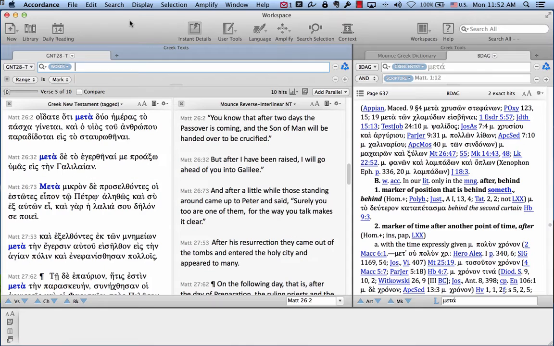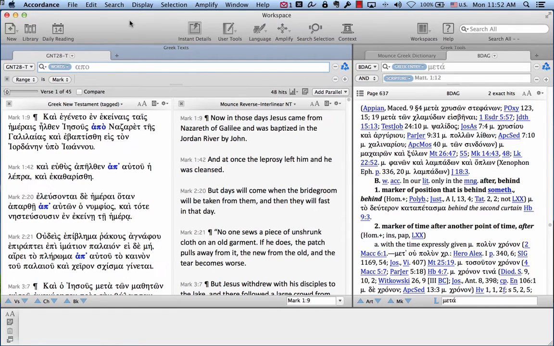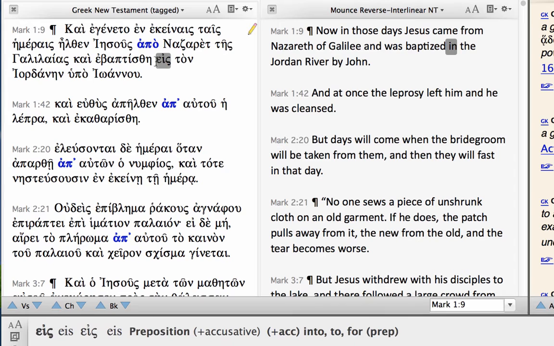All right. The other preposition that we looked at was apo. And apo is a preposition that always takes its objects in the genitive. Now, in those days, Jesus came from Nazareth. Okay, here's your preposition.